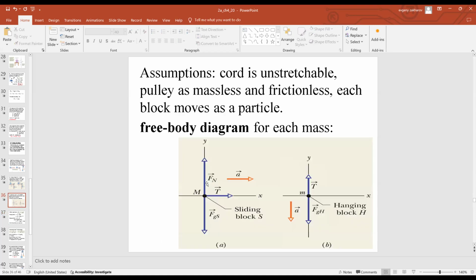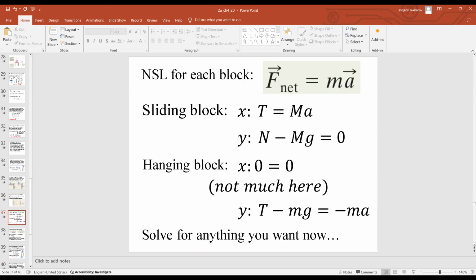Now the hanging block, for the x-axis, you don't get much. All the forces are perpendicular, so 0, 0. Acceleration is also perpendicular to x, so it's also 0. So you get 0 equals 0. It is a true statement, but you can't really solve for anything from this statement.